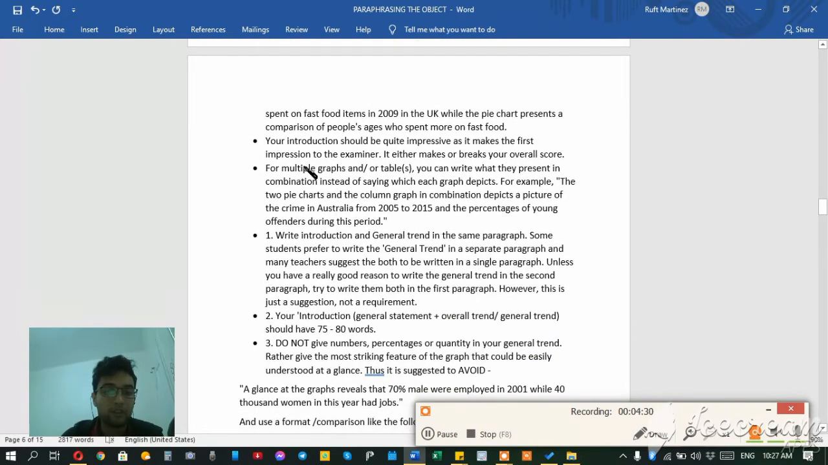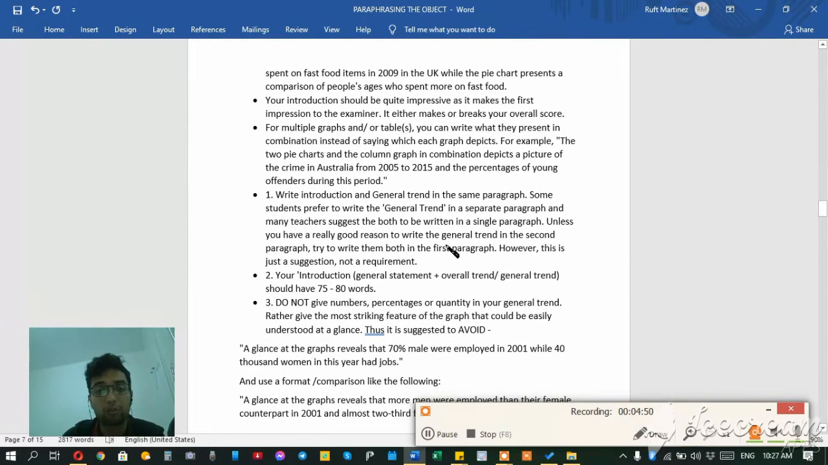Okay? Your introduction should be quite impressive, as it makes the first impression on the examiner. It either makes or breaks your overall score. That's why your introduction and paraphrasing should be impressive and clear to the examiner, so that they can understand what you are going to talk about in your body paragraphs.